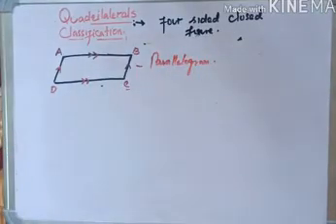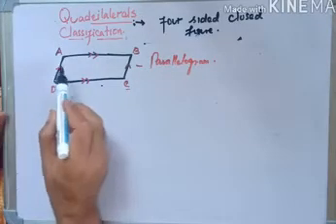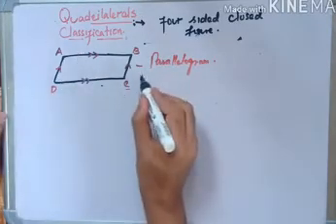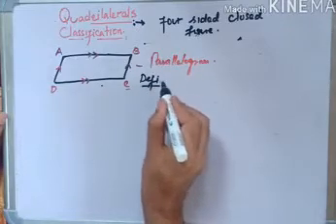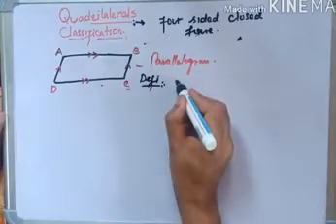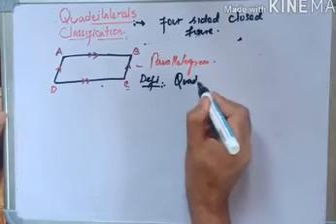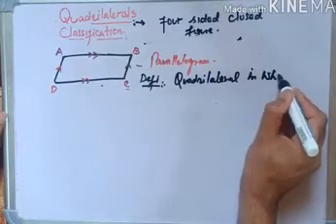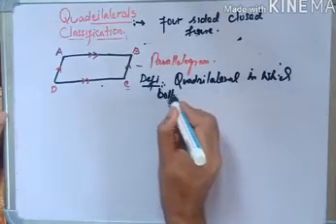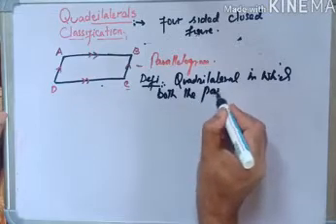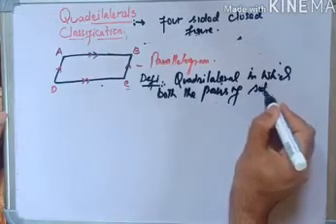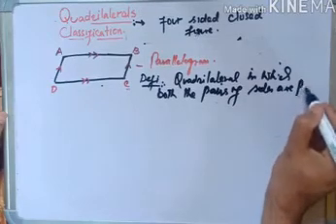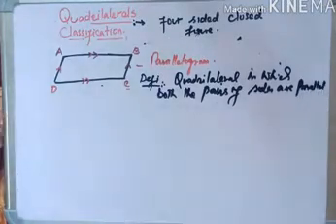Right, now let's talk about this parallelogram in some detail. If you can see, both the pairs of sides are parallel. So if we try to define it, we can say that a parallelogram is a quadrilateral in which both the pairs of sides are parallel. This is very simple.